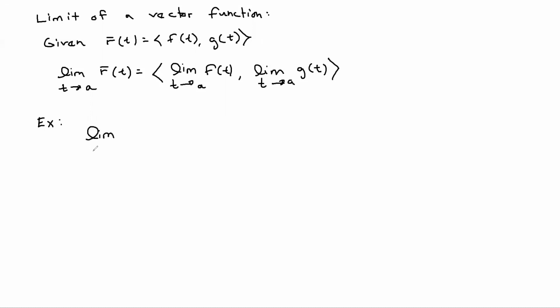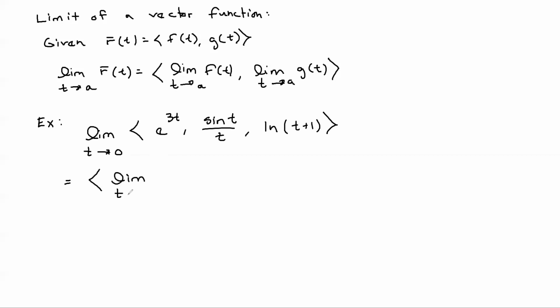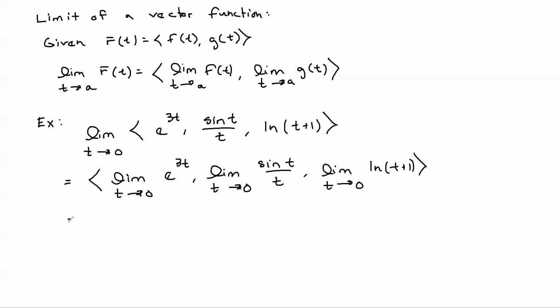Let's say we have the limit as t approaches 0, and our vector function is e to the 3t, comma, sine t over t, comma, natural log of t plus 1. Okay, so if we want to find the limit of a vector function, the way that we do that is by taking the limit of the components. So effectively, the limit just kind of distributes into the vector function. And then we have to break off the cobwebs to recall how to go through and calculate limits. The way that you calculate a limit is if the limit value is in the domain, then you can just plug in. So we're going to get e to the 3 times 0 here.